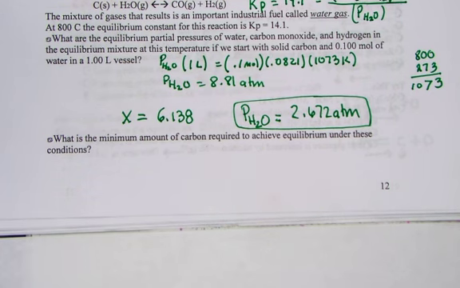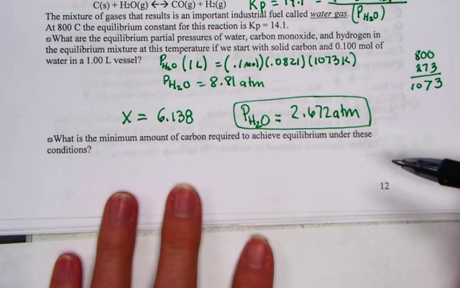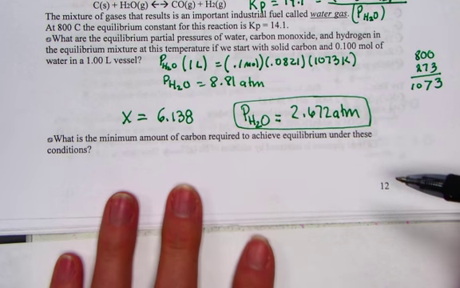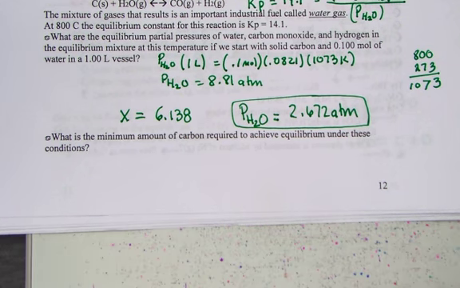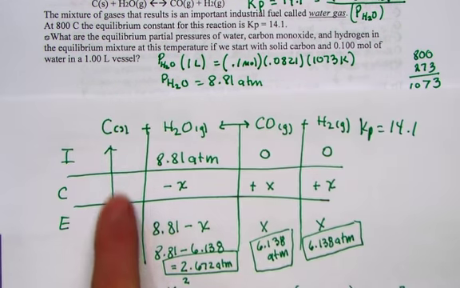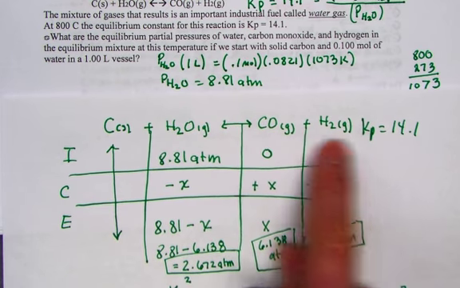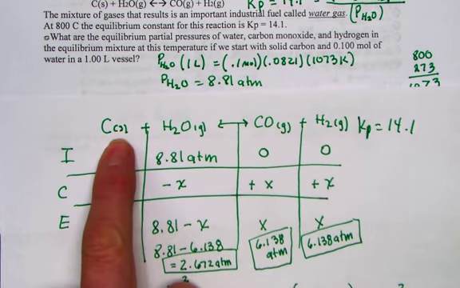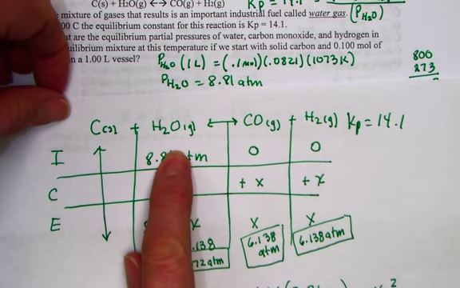The next part of our putting it together concept says, what is the minimum amount of carbon required to achieve equilibrium under these conditions? Knowing that the carbon did not play a role when we did our equilibrium expression, it is still part of the overall chemical equation, and there is a certain minimum amount of grams needed to start this reaction. It is not part of Kp expression, but it is indeed part of the chemistry.